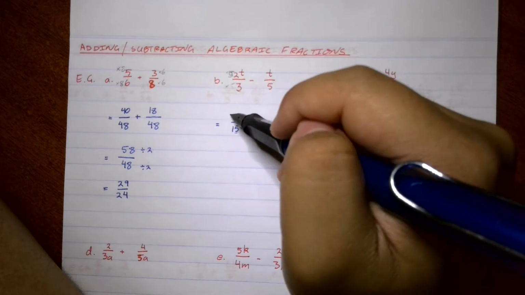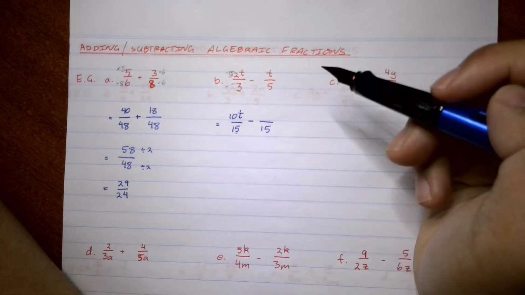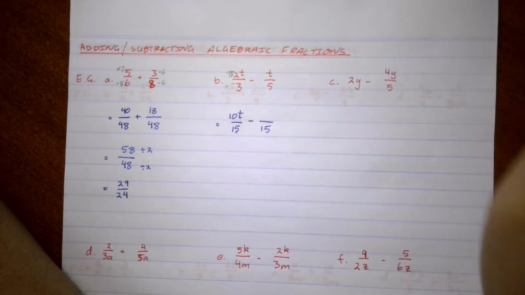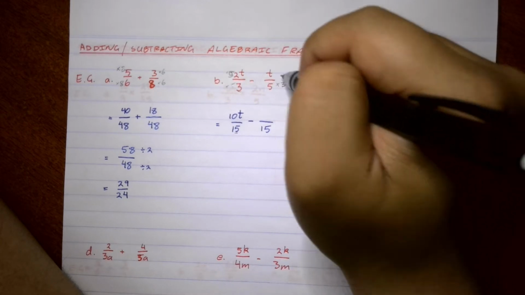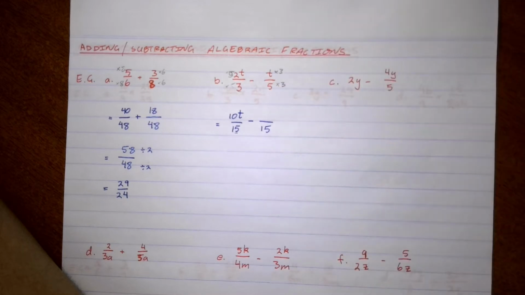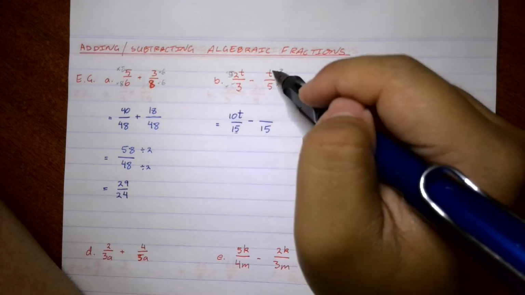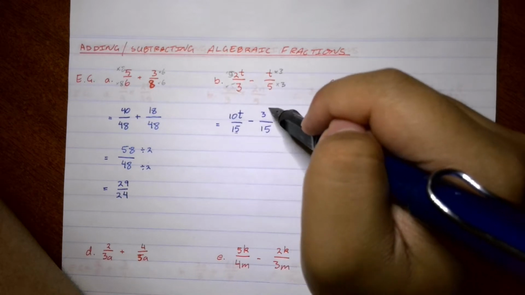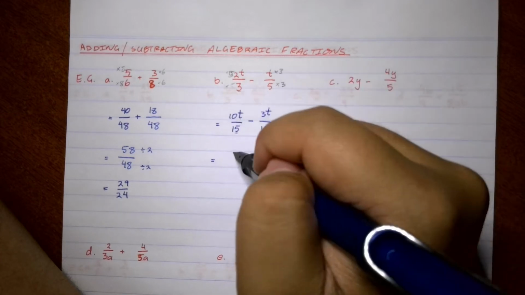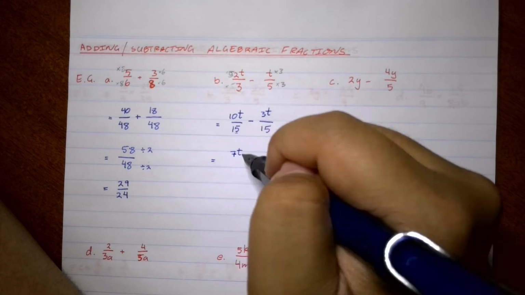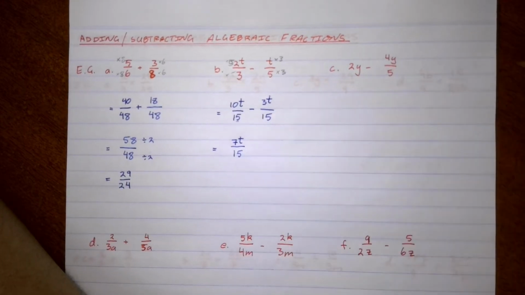2 times 5 is 10, but notice how there's a t still attached to it, so 10t. 5 to become 15 is times 3. That becomes 15. t times 3 is 3t. 10t minus 3t is 7t over 15. And that's already in simplest form.